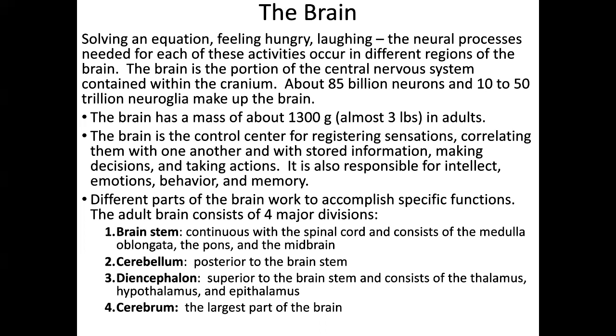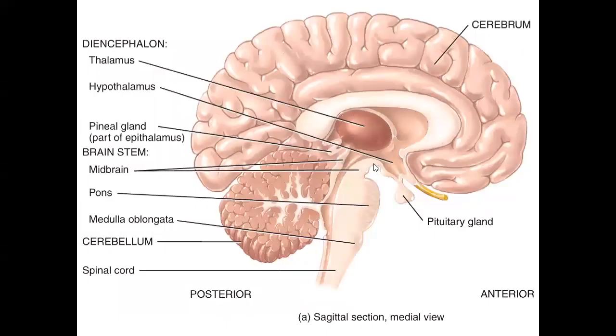Now there are 4 specific divisions to the adult brain, each of which works and accomplishes specific functions. We'll start by talking about the brain stem. There's three parts to the brain stem: the medulla oblongata, the pons, and the midbrain. Those are the most inferior parts of the brain. Just above the brain stem is what we call the diencephalon. That includes the structures called the thalamus, the hypothalamus, and the epithalamus.